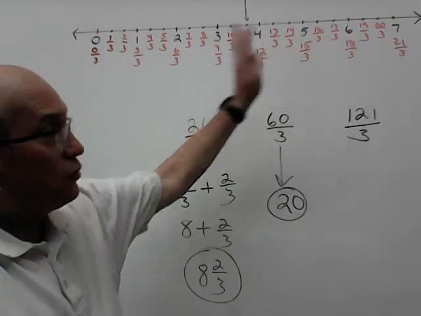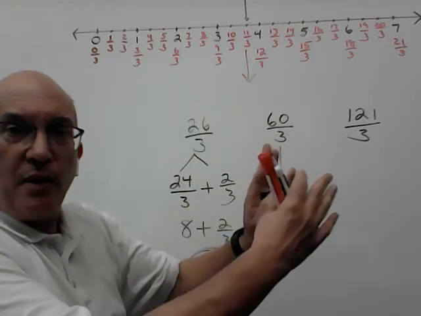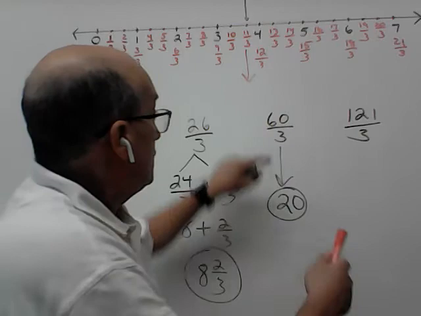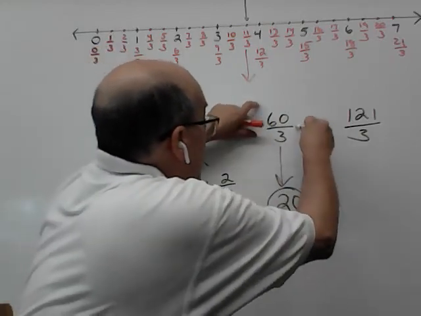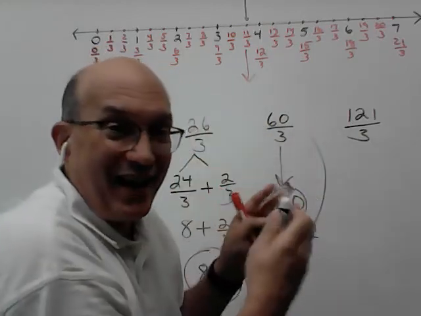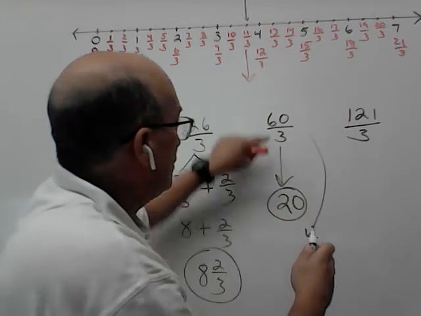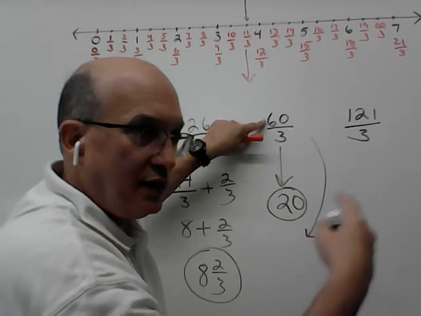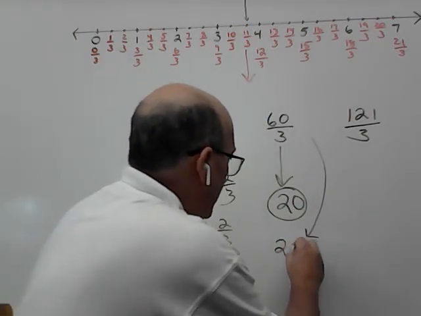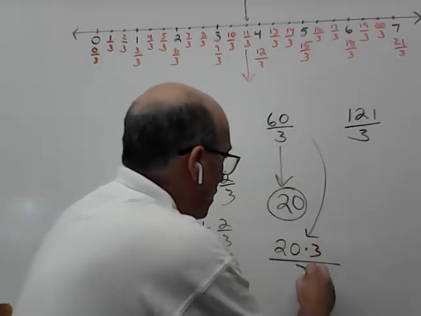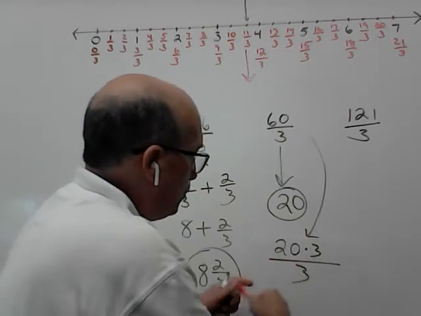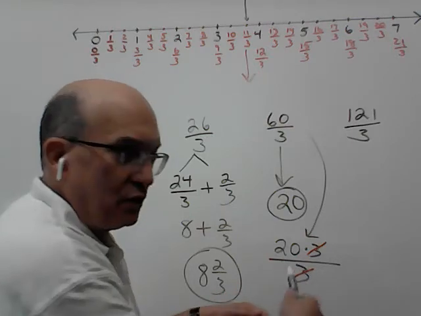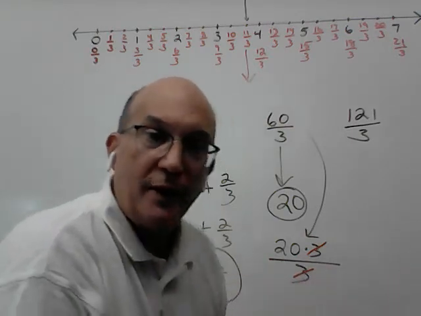If we were to continue to think abstractly, think about the multiplication facts for 3. To go back to that cancellation thing, which again, we aren't officially there with, 60 can be thought of as 20 times 3. 20 times 3 over 3. And because these two are multiplied, we can cancel the 3s. And the only thing left on the bottom is 1. 20 over 1 is 20.